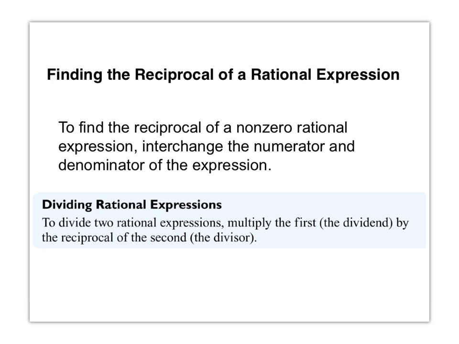Finding the reciprocal of a rational expression. To find the reciprocal of a non-zero rational expression, you interchange the numerator and the denominator of the expression. When you're dividing rational expressions, or dividing one fraction by another fraction, you want to multiply the first by the reciprocal of the second.